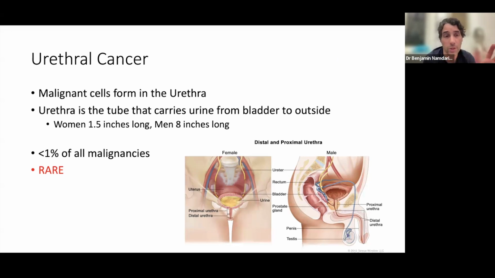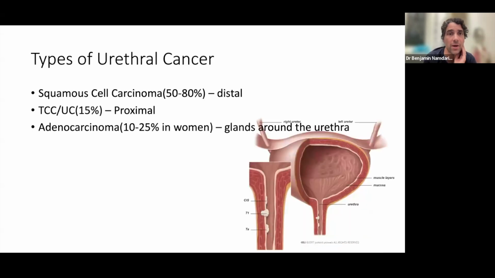That organ is much shorter in women and then much longer in men, but it is an exceedingly rare cancer in this sort of paradigm. So most of them in the distal urethra are going to be squamous cell. So there's a distinction.